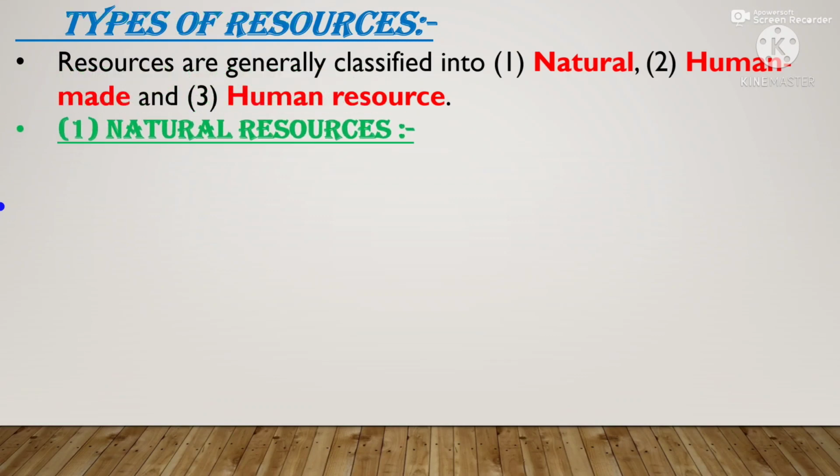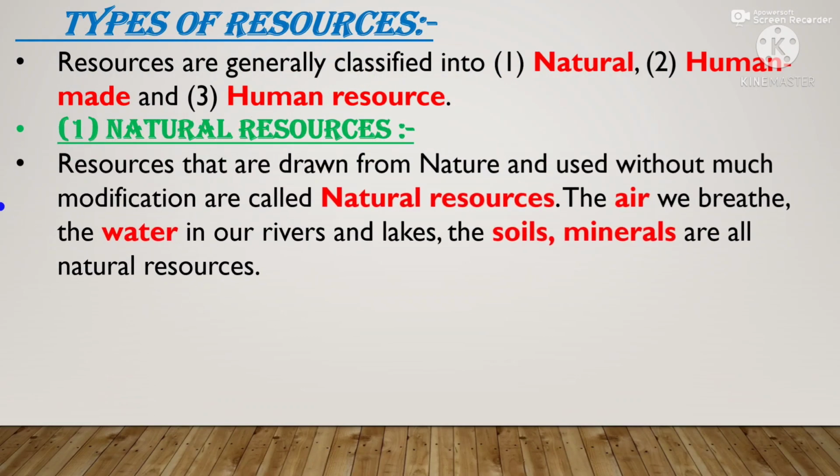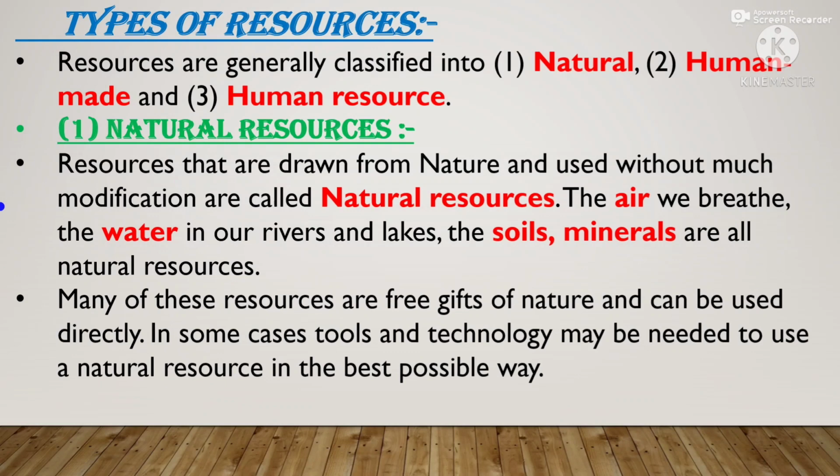Let us go. So next is natural resources. Resources that are drawn from nature and used without much modification are called natural resources. The air we breathe, the water in our rivers and lakes, the soils, and minerals are all natural resources. Those resources which are drawn from nature are called natural resources. Air, water, soil, and minerals are examples of natural resources. Many of these resources are free gifts of nature and can be used directly. In some cases, tools and technology may be needed to use a natural resource in the best possible way.